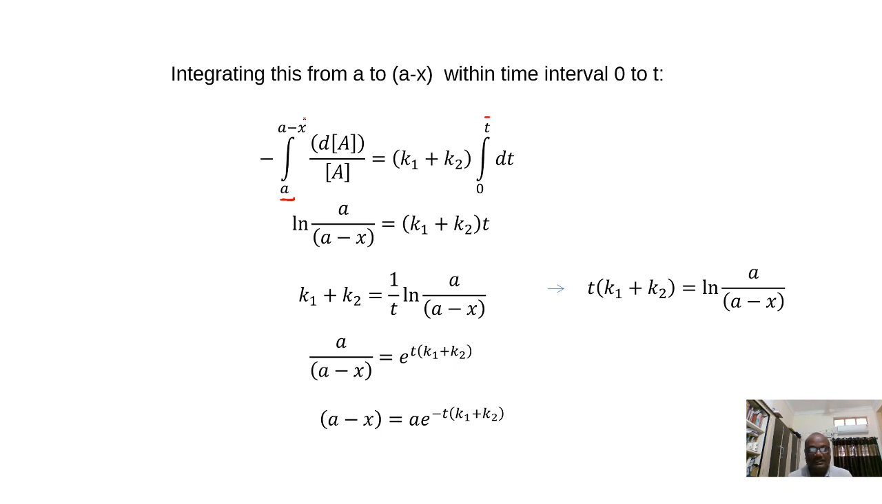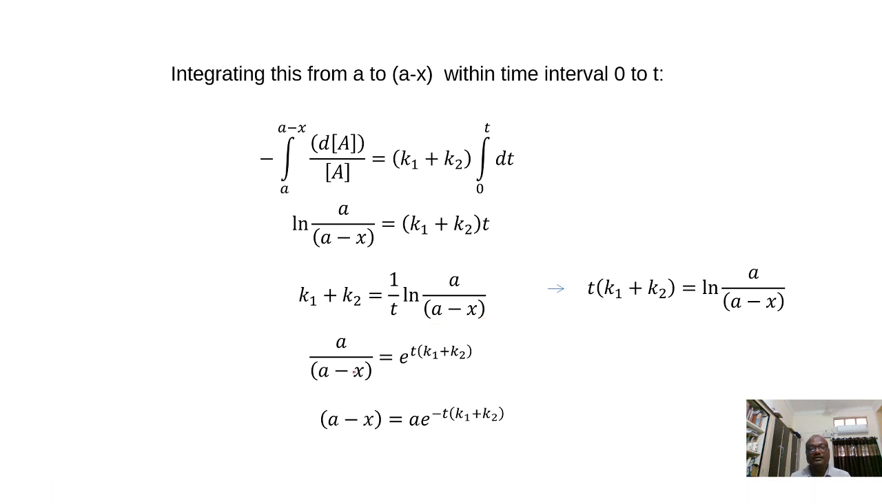So it is in the form of dx by x. dx by x means what? It is log x. By substituting the upper and lower limits, we get log a/(a minus x) equal to (K1 + K2) times the integral of dt from the limit 0 to t, which gives t. So log a/(a minus x) is equal to (K1 + K2) t. Writing the equation for K1 plus K2, we get K1 + K2 = (1/t) log a/(a minus x).